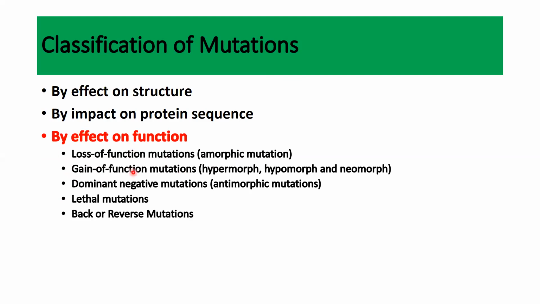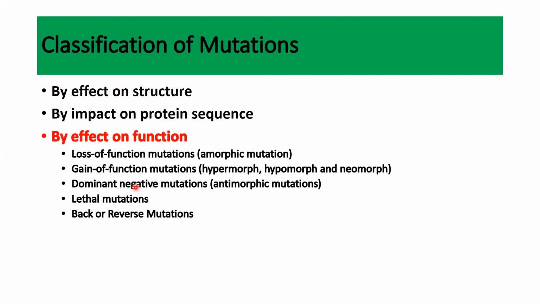Contrarily, there is a gain of function mutation. I mean, there is a mutation in a sequence, the sequence is changed, and this can affect the function of that gene. It can be hypermorph, which means it can increase the function of that gene, hypomorph, which can decrease the function of that gene, and neomorph, which means it can give a completely new function to that gene.